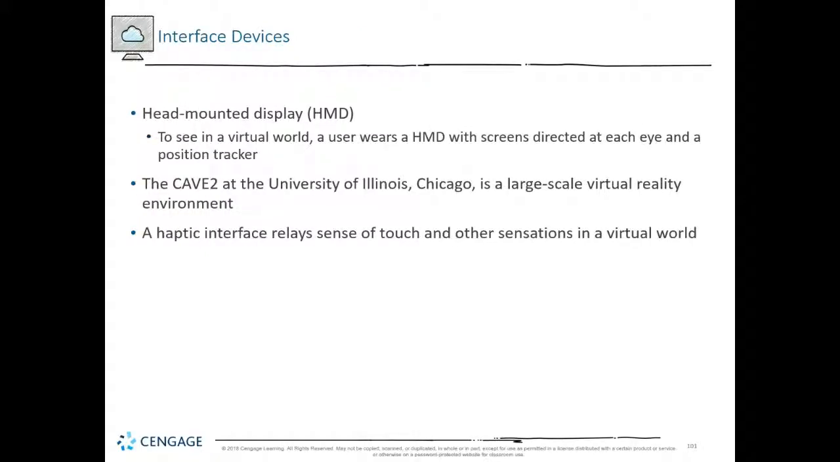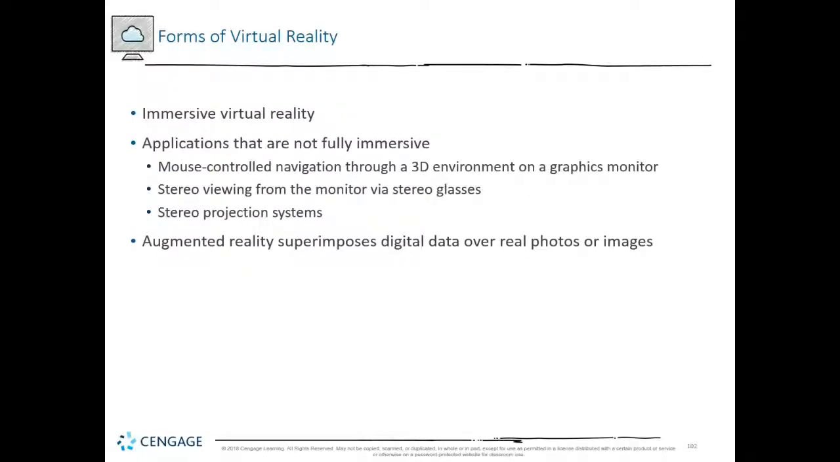Interface devices. Head-mounted displays, HMD. To see the virtual world, a user wears an HMD with screens directed at each eye and a position tracker. The CAVE2 at the University of Illinois Chicago is a large-scale virtual reality environment. The haptic interface relies on sense of touch and other sensations of the virtual world.